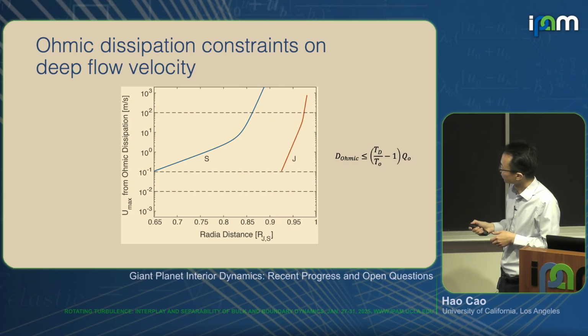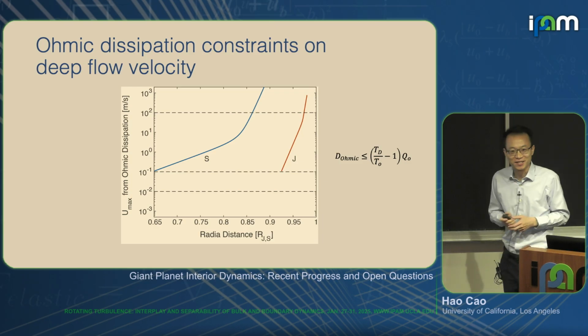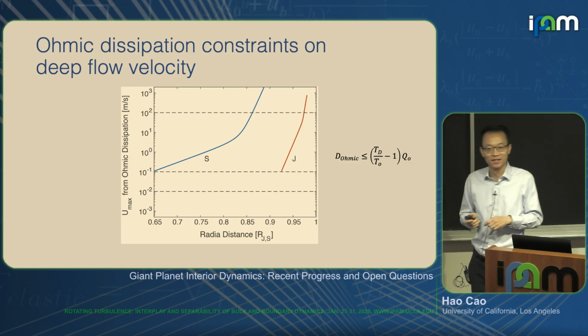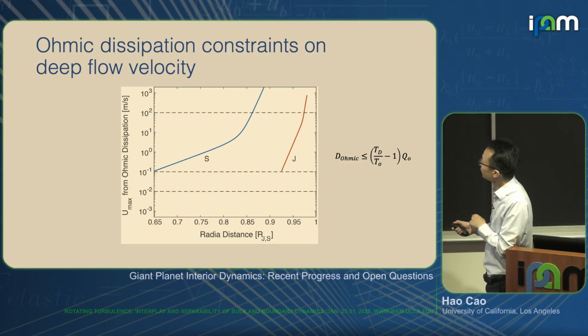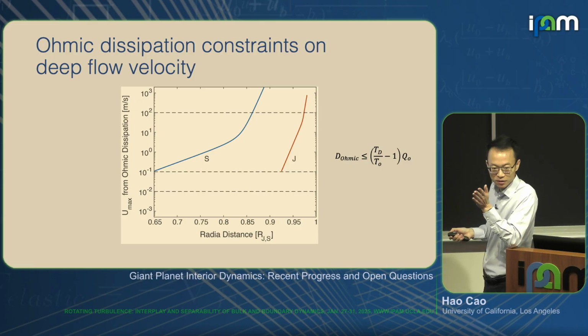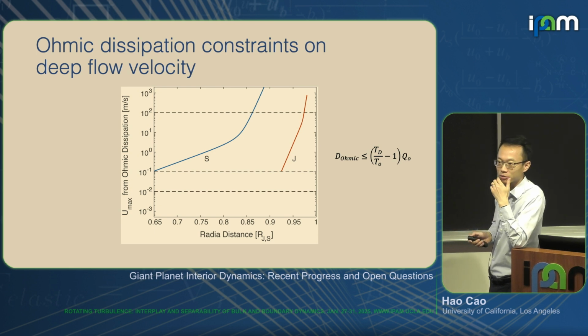I think Paula mentioned this already. Probably not a coincidence, but no one can be sure. What's TD and T naught? T0 is the temperature at the surface of the planet. TD is the temperature at where the dissipation happens. So in the stratified system, the dissipation can actually be stronger than the surface heat flux, but it's still bound by a limit.